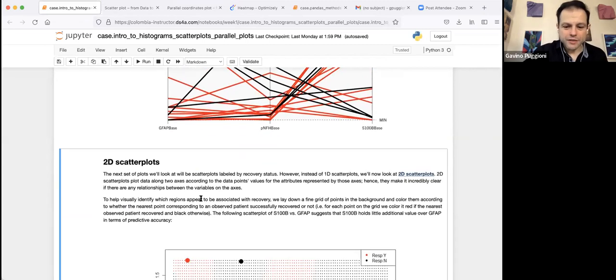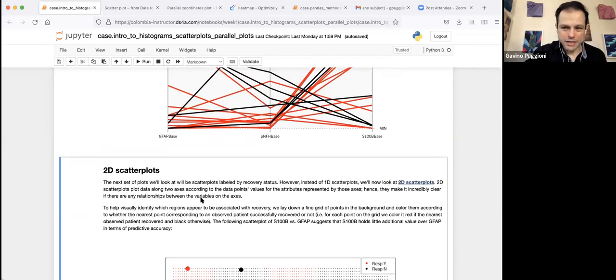What we are going to observe now is a particular type of scatter plot, which is a little bit different, to help visually identify the regions of the space where we observe a higher chance of recovery. We design a grid of points. So this is not like the scatter plot that we have just seen, but we are going to color them according to the nearest point corresponding to an observed patient.